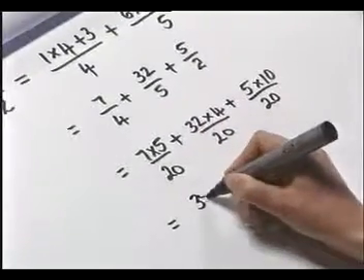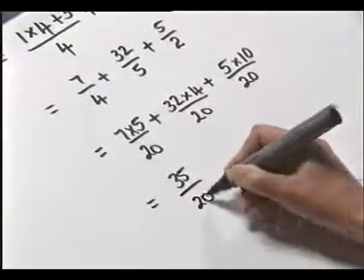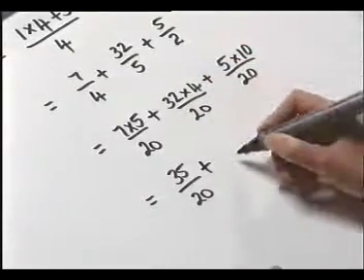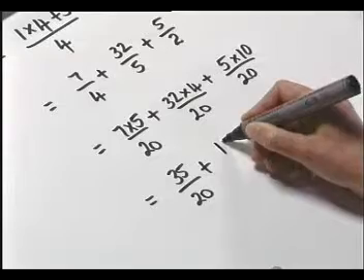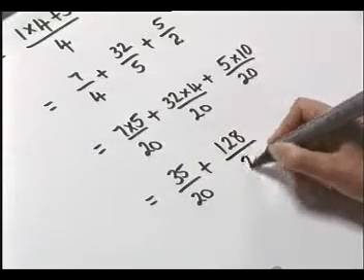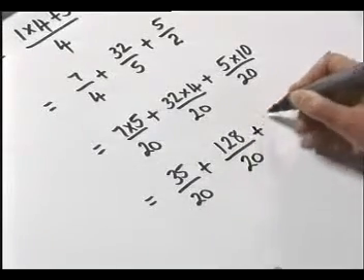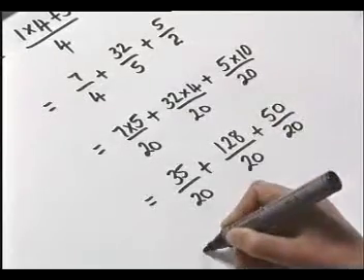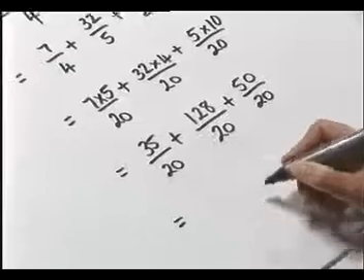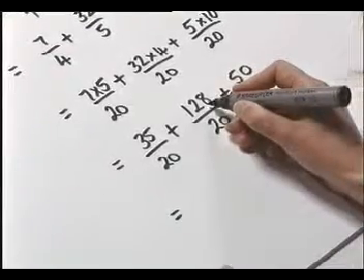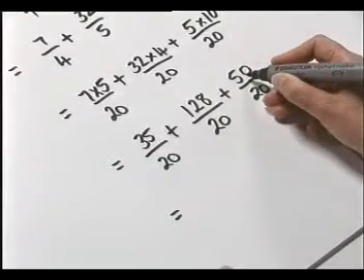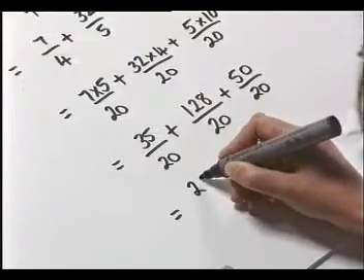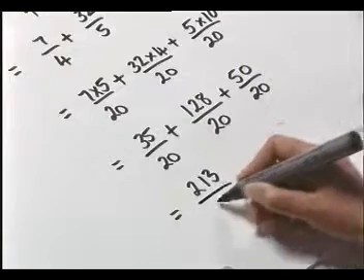7 5s gives us 35, plus 4 32s. 4 30s are 120. 2 4s are 8, so it's 128 20ths, plus 50 20ths. And if we add these all together, we get 128, 178, 213 20ths.